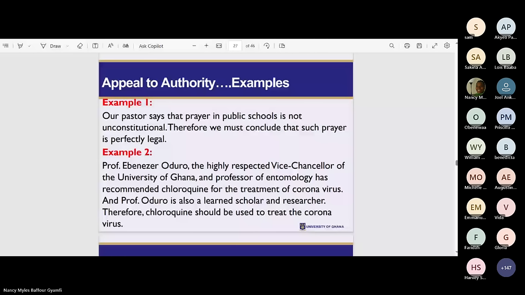Now, if you appeal to his professorship, look at the authority he wields. He sits on boards. Just by being the lead educationist, if you like, in the institution, we place him in many places of authority. No two ways about it. But if you go and appeal to him and what he said, to ground the claim, look at the conclusion: chloroquine should be used to treat the coronavirus.